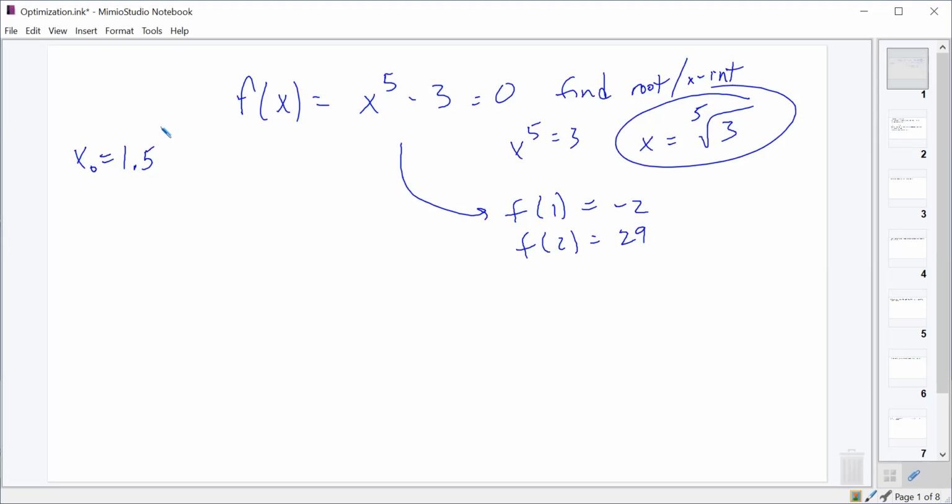Great place. Before we can do this, we need to write out the actual formula for Newton's method. So that'll be x sub n plus 1, the next guess after x sub 0, equals x sub n minus f of x sub n, so x sub n to the 5th minus 3, over the derivative of that, which is 5 x sub n to the 4th.